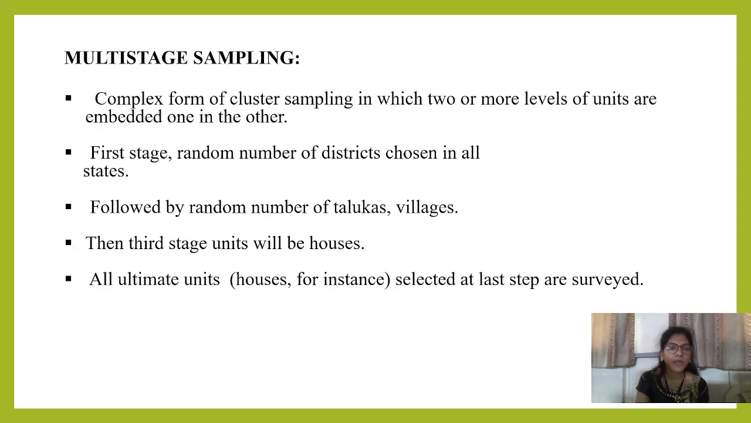And our next point, multi-stage sampling. It is a complex form of cluster sampling in which two or more levels of units are embedded one in the other. In the first stage, a random number of districts is chosen, followed in the next stages by a random number of talukas and villages. Then the third stage unit will be houses. All ultimate units, that is houses, selected at the last step are surveyed.